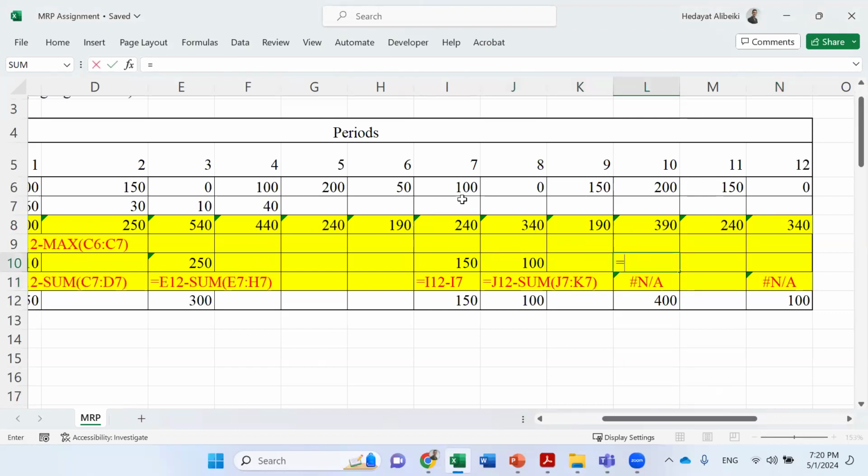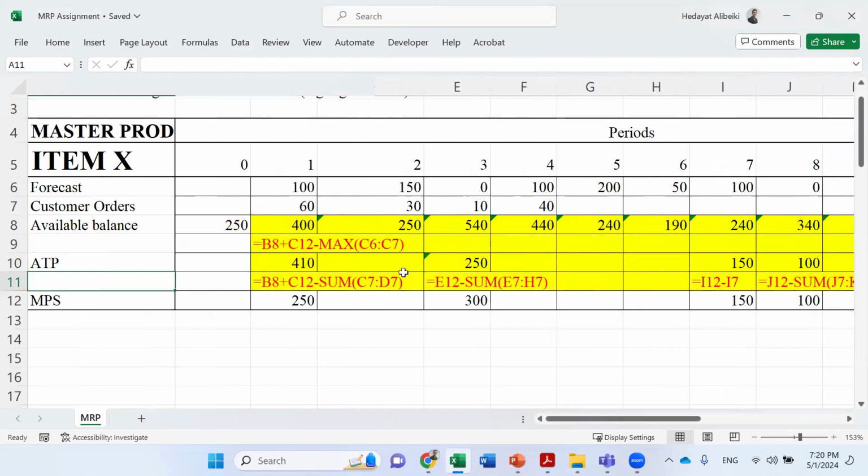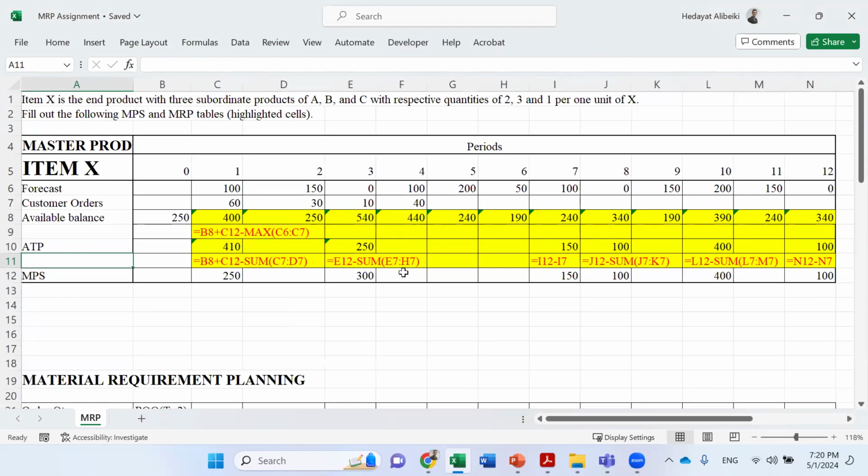This one is 400 minus the sum of period 10 and 11. The customer order will be 10 and 11. For 12, it'll be 100 minus the customer order at period 12. Boom, that's it. Thank you.